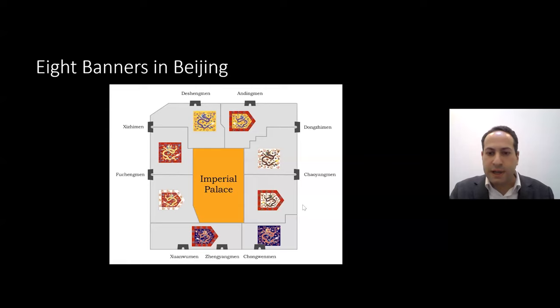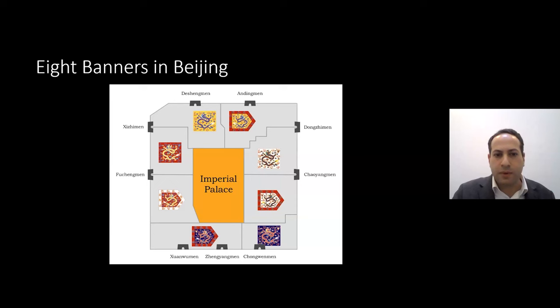And as we say, they moved into the inner city, and each banner was given a section where they could live. So you have, for example, the yellow banner in the top left, and the bordered red banner in the top right, and the white banner in the right. So it was divided into sections, and that's why sometimes when you see old maps of Beijing, they call this area the Tartar City.